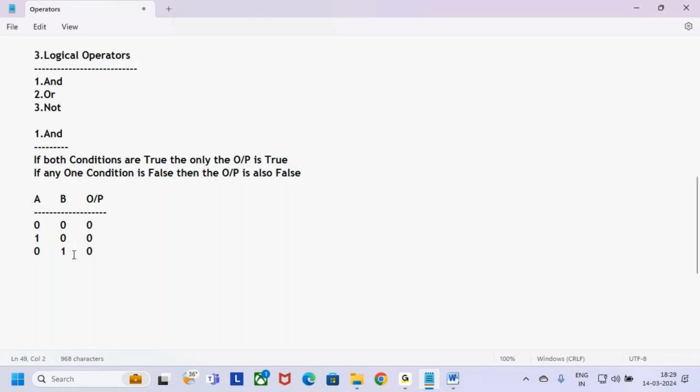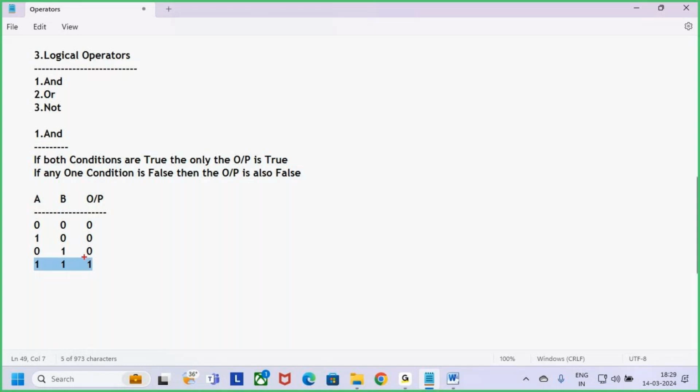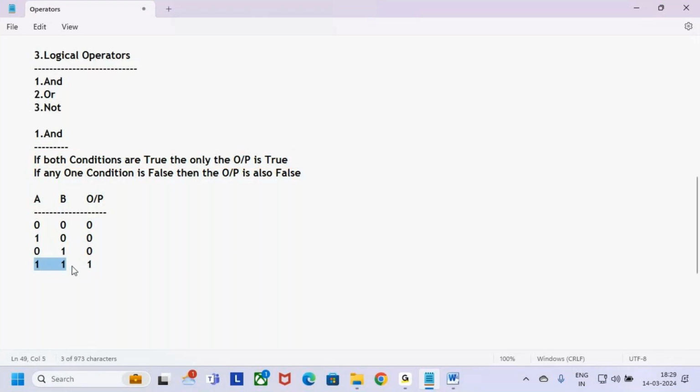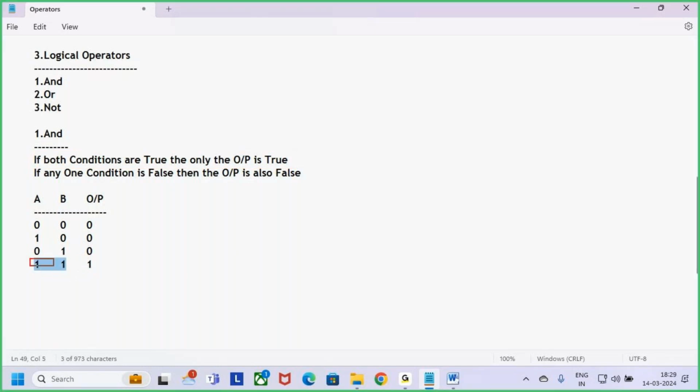And finally, now the first condition is true, second condition is also true. Now both the conditions are true, so in this case the output is also true. I said that when the output is true in the AND operator is, if both the conditions you are defining are true, then only the output is true. If you see here, my first condition is true, second condition is also true, then the output is also true.